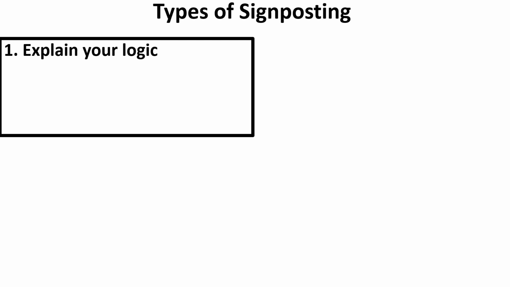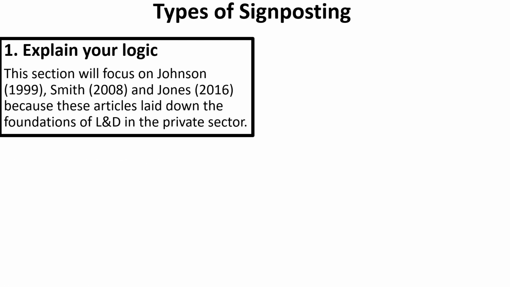There are 4 types of signposting that you'll need in your lit review. You could also use these types of signposting in your normal assignment. Number 1, explain your logic. Before you just jump in to discuss the literature, you need to first explain your reasoning, explain your logic.